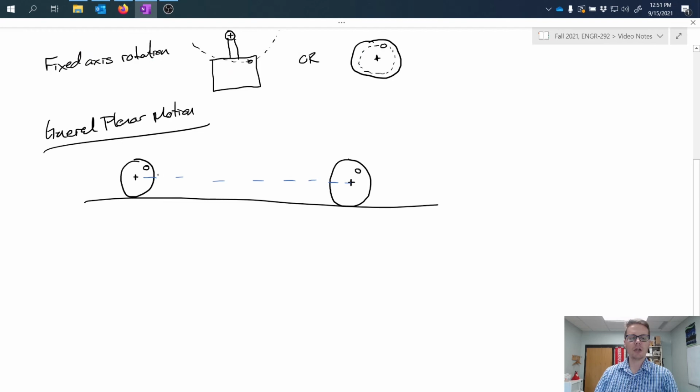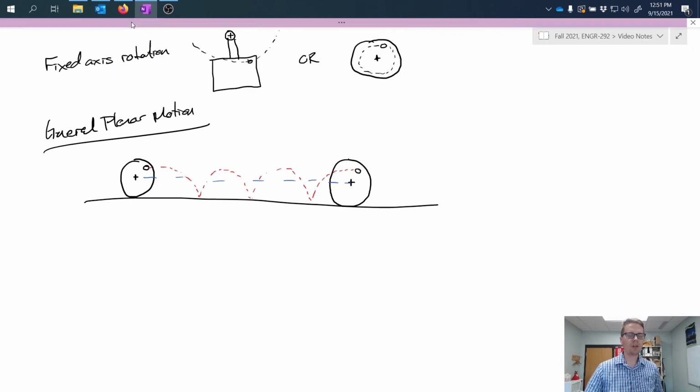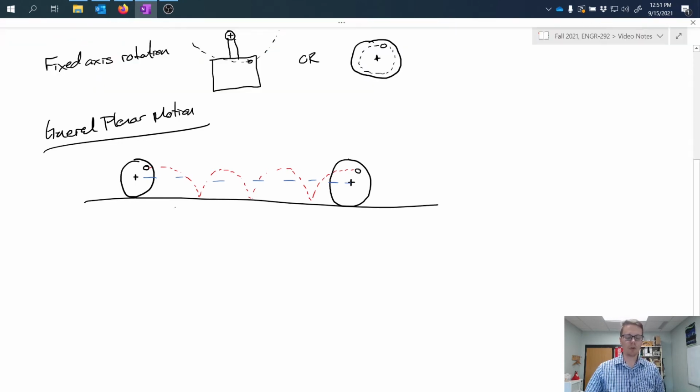Now, however, if I looked at a different point on that wheel, so for example this circular location, and traced it as it moves from one location to the next, I would find a path that looks quite different. Perhaps something like this. So if we want to analyze the motion of this wheel, we might break it down into different components and refer to this as general planar motion. So it's a motion that involves both translation and rotation in this example.